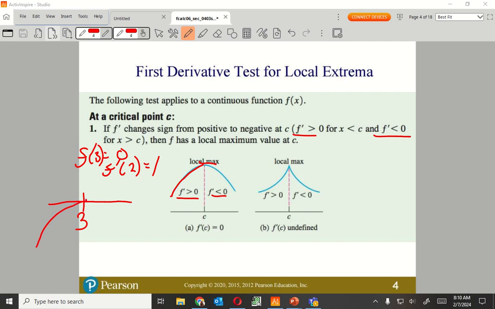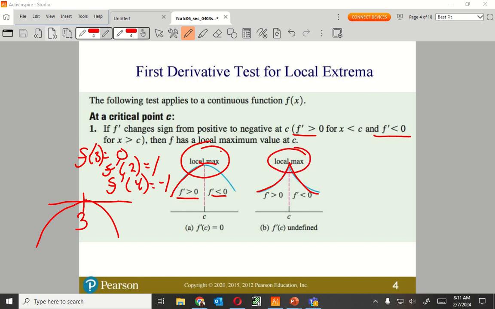And then on the right-hand side, let's say f prime of 4 is equal to negative 1. That means the slope on the other side of this is going down. Does that make better sense? So that's why, if it is a positive then negative, it's a max. Here's another example. It is a positive and a negative, it's a max.